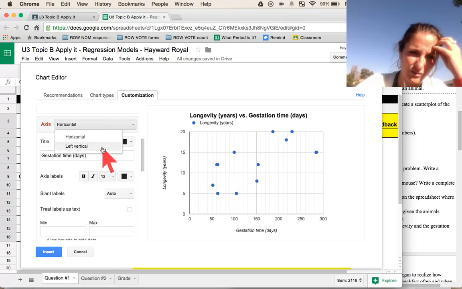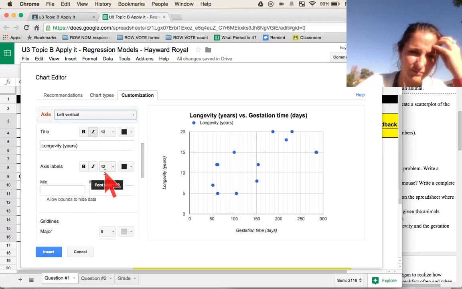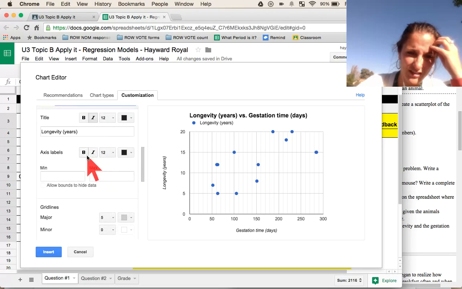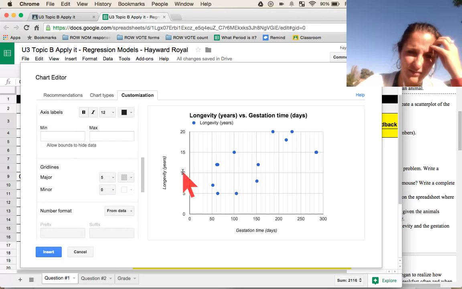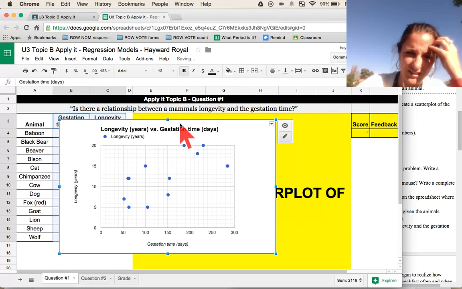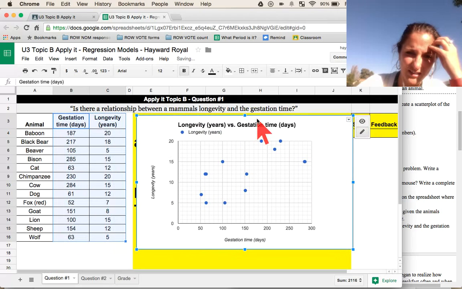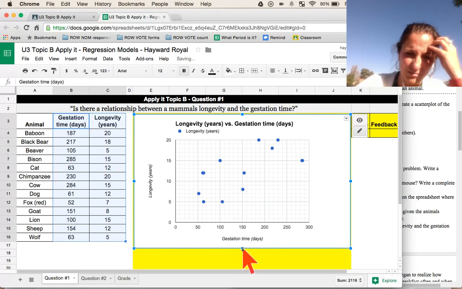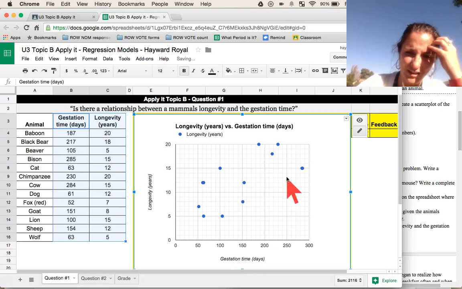So I need to go to vertical. Longevity in years is fine. I like 5, 10, 15, 20. Maybe I'll put some minor lines in between so that it's 1, 2, 3, 4, 5, 6, 7, 8, 9, 10. Insert, fit it into this box, so you can pull it to make it larger, and looks great.